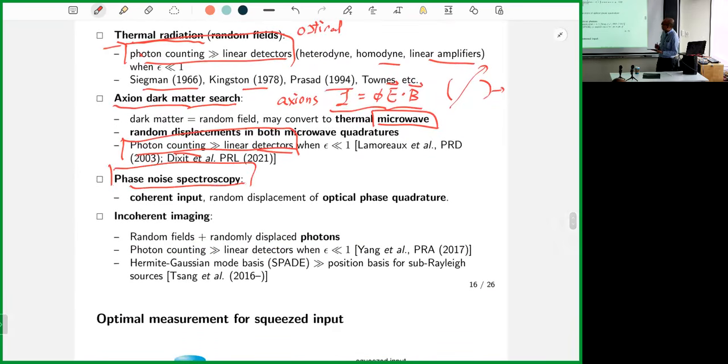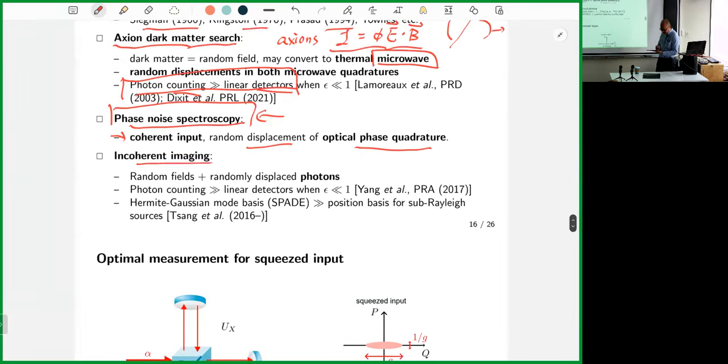So in our case, it's a little bit different in the sense that we have a coherent input. All these previous examples don't have a coherent input. And also we just have random displacement of one quadrature, not both quadratures. So in hindsight, this problem that we study is similar to the other ones, but a priori it's hard to tell. And of course, last but not the least, you look at incoherent imaging, you see random fields, you see randomly displaced photons, and it also turns out that if you measure in the right basis, you get much enhancement.